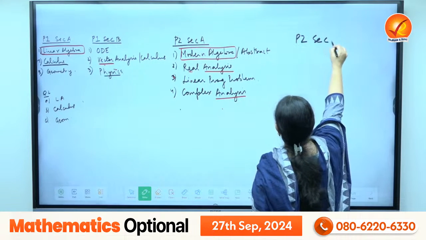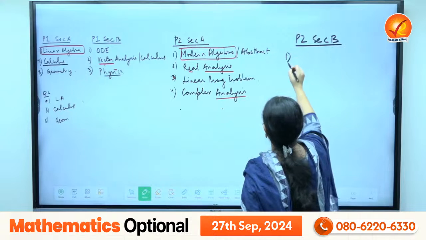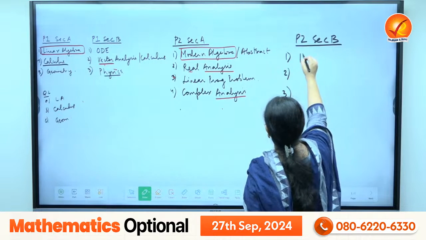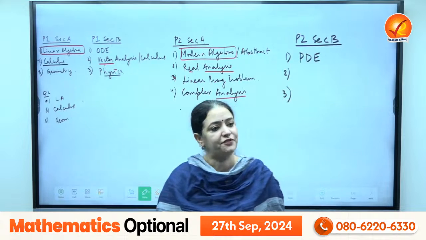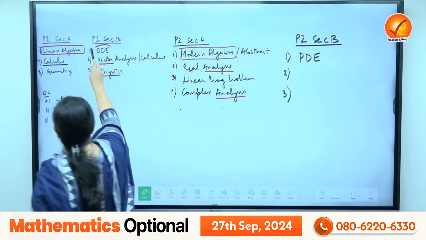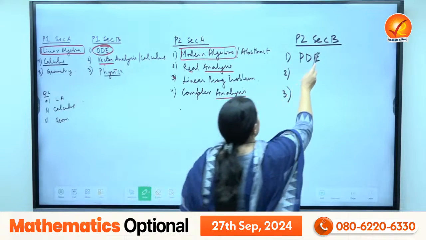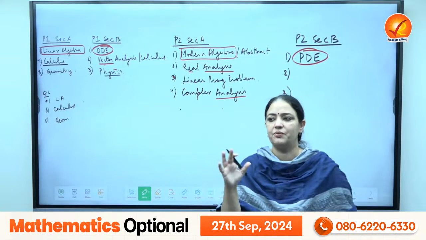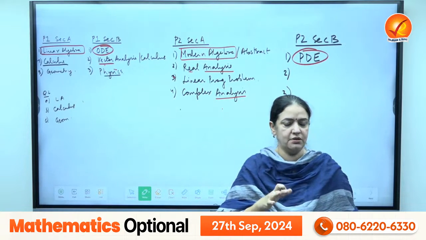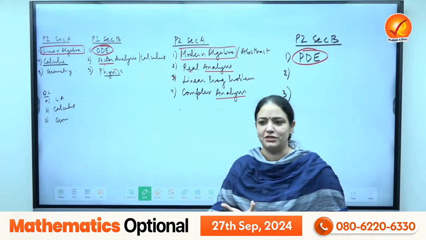Paper 2, section B now has again 3 topics. There is a PDE. Do you know the full form of PDE? Partial differential equations. Can you see now here? There is an ODE written here, and the syllabus has something called a PDE written here. Right? So first you do the basic foundation course on ordinary differential equations, and you take it one notch higher to do partial differential equations.